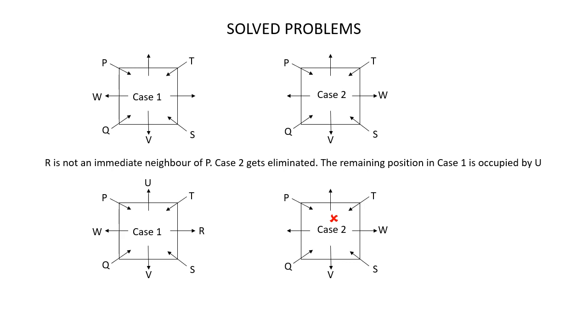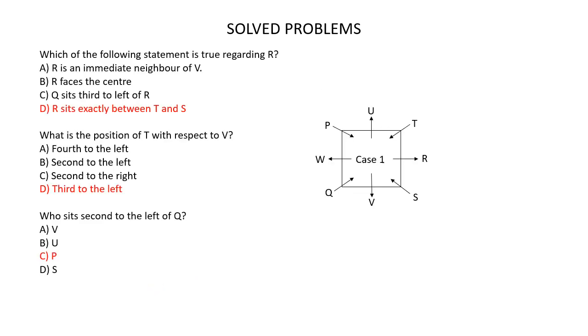In case 2, there are only two positions remaining, this one and this one, on either sides of P, but R cannot sit in either of these positions because R is not an immediate neighbor of P. So case 2 is not possible. Case 2 is eliminated. So we have case 1 as the final seating arrangement. This is the final seating arrangement for the given problem.